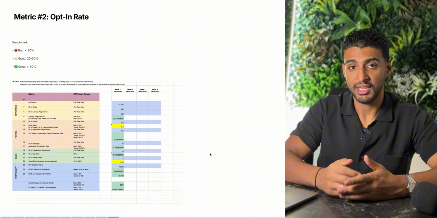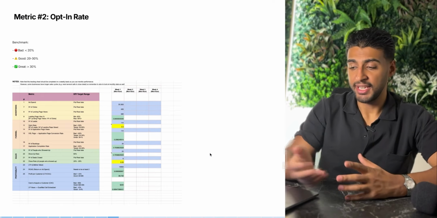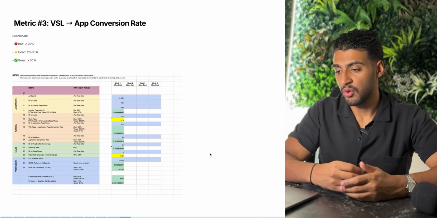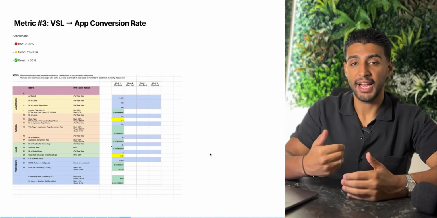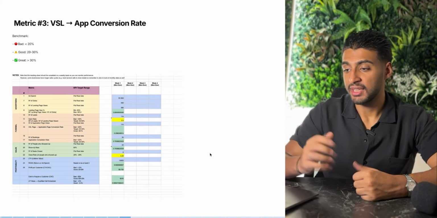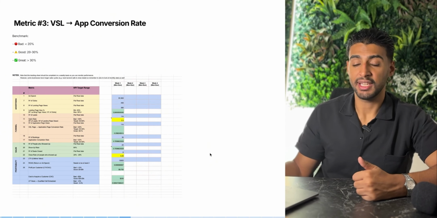If it's below 20%, it's going to be automatically red. If it's between 20 to 30%, it's going to be yellow. And if it's above 30%, it's going to be green. The VSL to application conversion rate is the amount of people who actually watched the VSL and started to fill out the application. If it's below 20%, it's going to be red. If it's between 20 to 30, it's going to be yellow. And if it's above 30%, it's going to be green.